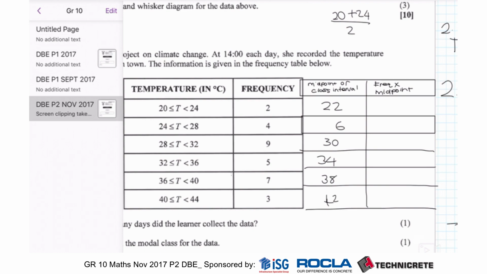Now we're saying frequency times this midpoint. So 22 times this 2, 44. The next one is 26 times 4 is 104. 9 times 30 is 270.